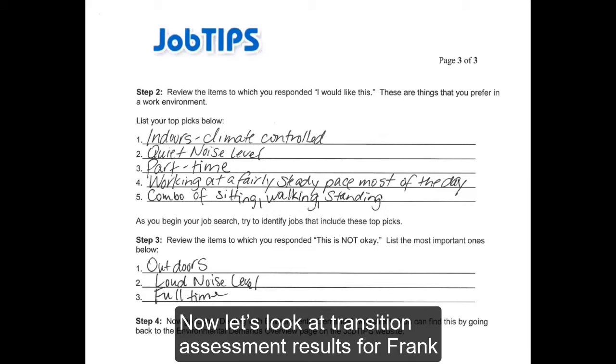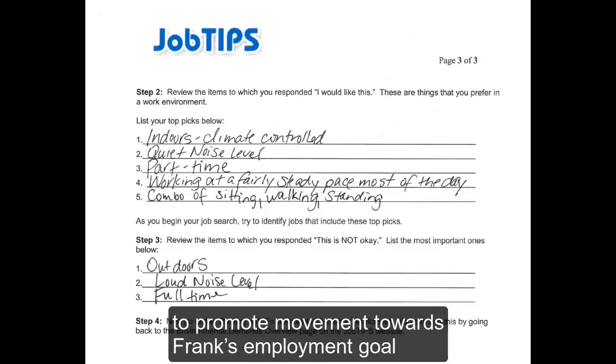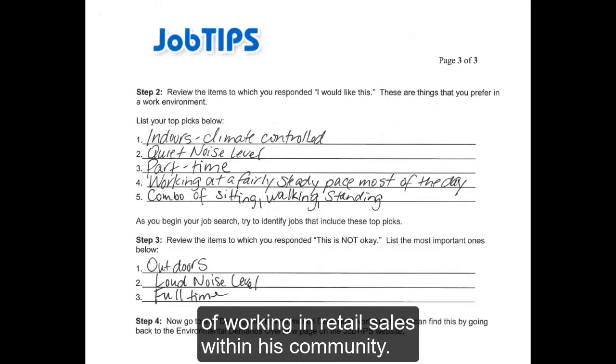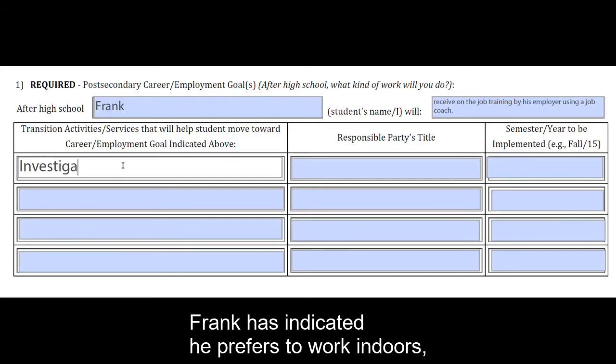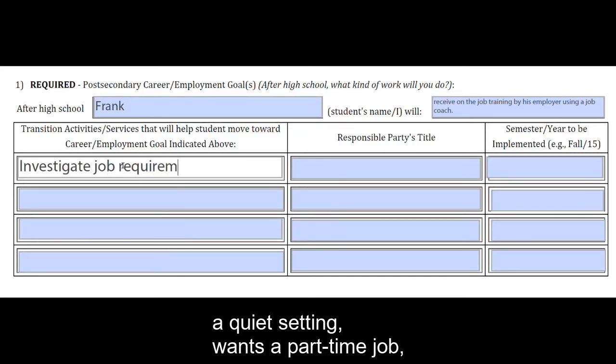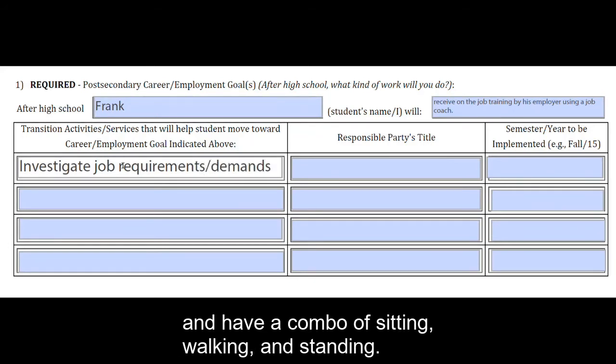Now let's look at transition assessment results for Frank and how we can use those results to develop activities to promote movement towards Frank's employment goal of working in retail sales within his community. On the Job Tips Environmental Demands Rating worksheet, Frank has indicated he prefers to work indoors, in a quiet setting, wants a part-time job, wants to work at a steady pace, and have a combo of sitting, walking, and standing.